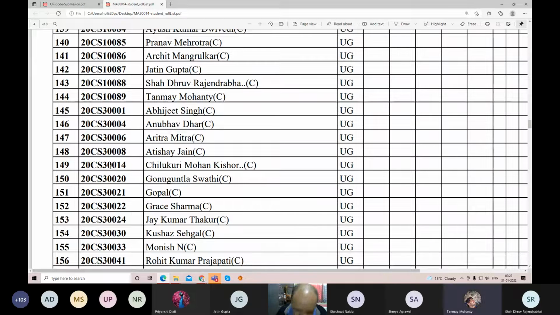Okay. So 146, Anubhav Dhaw. Present, sir. 147, Aritra Mitra. 148, Atish Jain. 149, Mohan Kishore. 150, Swati. Present, sir. 150 is the group leader. Okay. Did you mark 146, 147, and then 149? Okay.